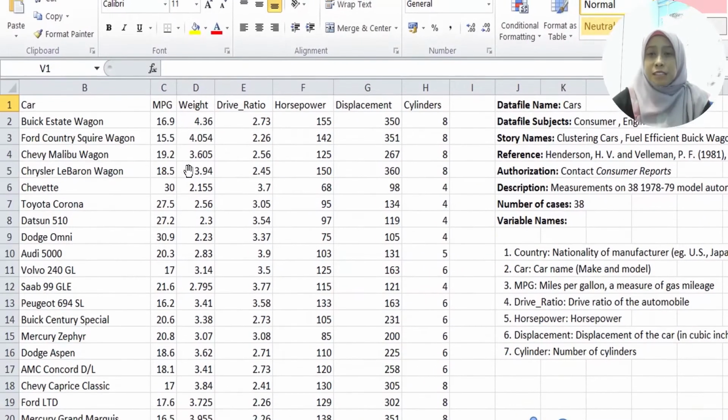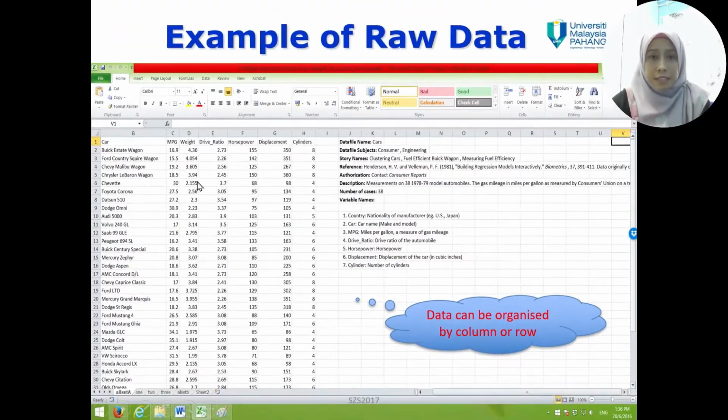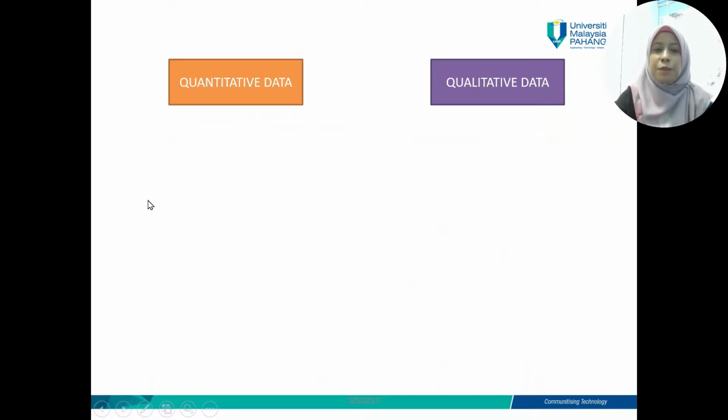So in this example, let's count how many variables were in this example. So 1, 2, 3, 4, 5, 6, 7. There are 7 variables in this data collection. So once you have collected your data, the next thing you need to do is to classify them. To classify them, we need to see whether it is a quantitative data or a qualitative data.